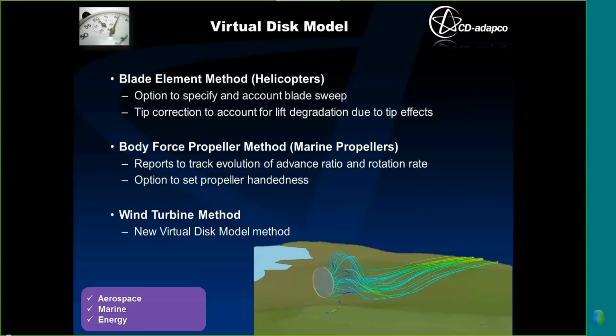For the body force propeller method, which generally applies to marine propellers, we've included new reports to track the evolution of advance ratio and rotation rate. And you can also set the propeller handedness, whether it's left or right-handed. There's also a new wind turbine method. So this is a new virtual disk method specifically designed for wind turbines and wind farm modeling. So if you're doing large-scale site modeling with wind turbines, this would be an excellent model to use.